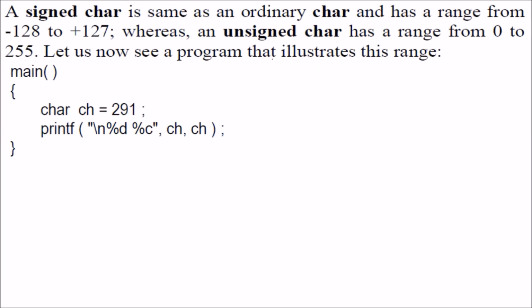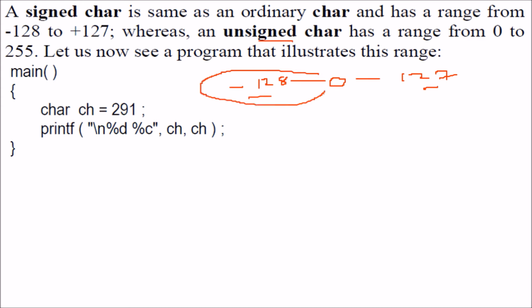A signed character simply means, because it is simply 1 byte, it goes from 0 to 127, and here it goes from 0 to minus 128. So these are the highest and lowest limits. When you take an unsigned character, this side goes here and is added. So this will be 127 plus 128, so you get 255. So the range is from 0 to 255.